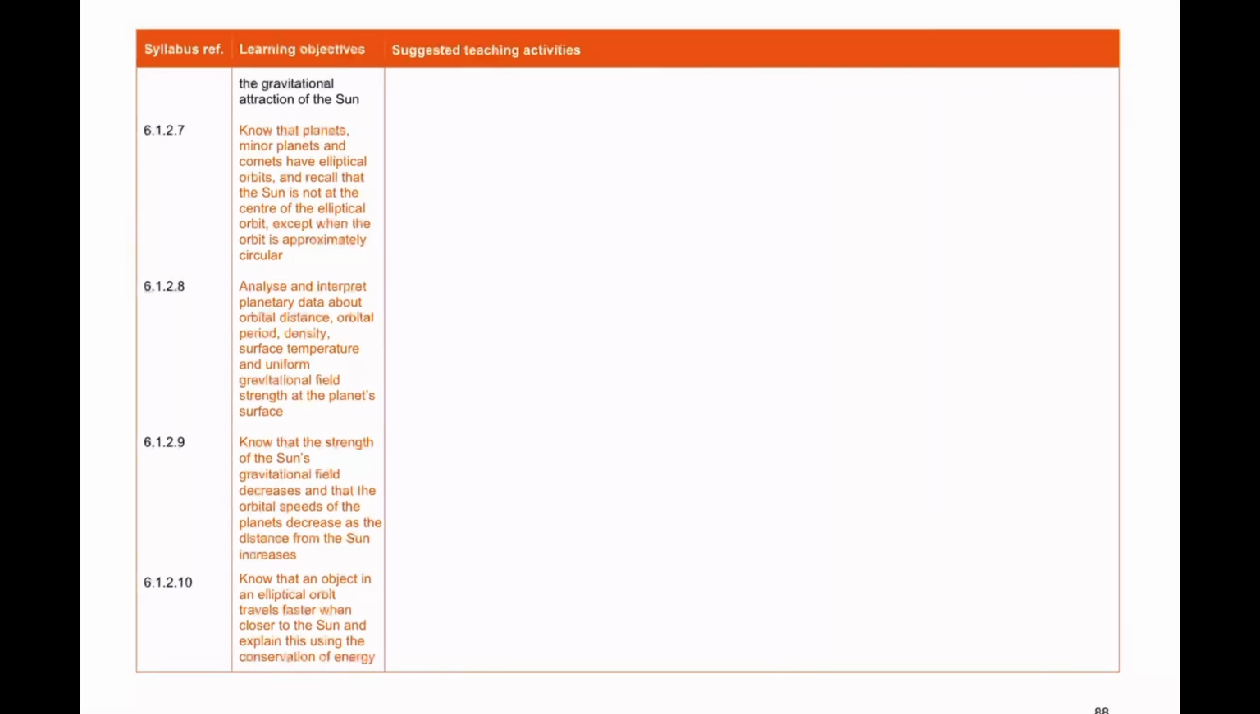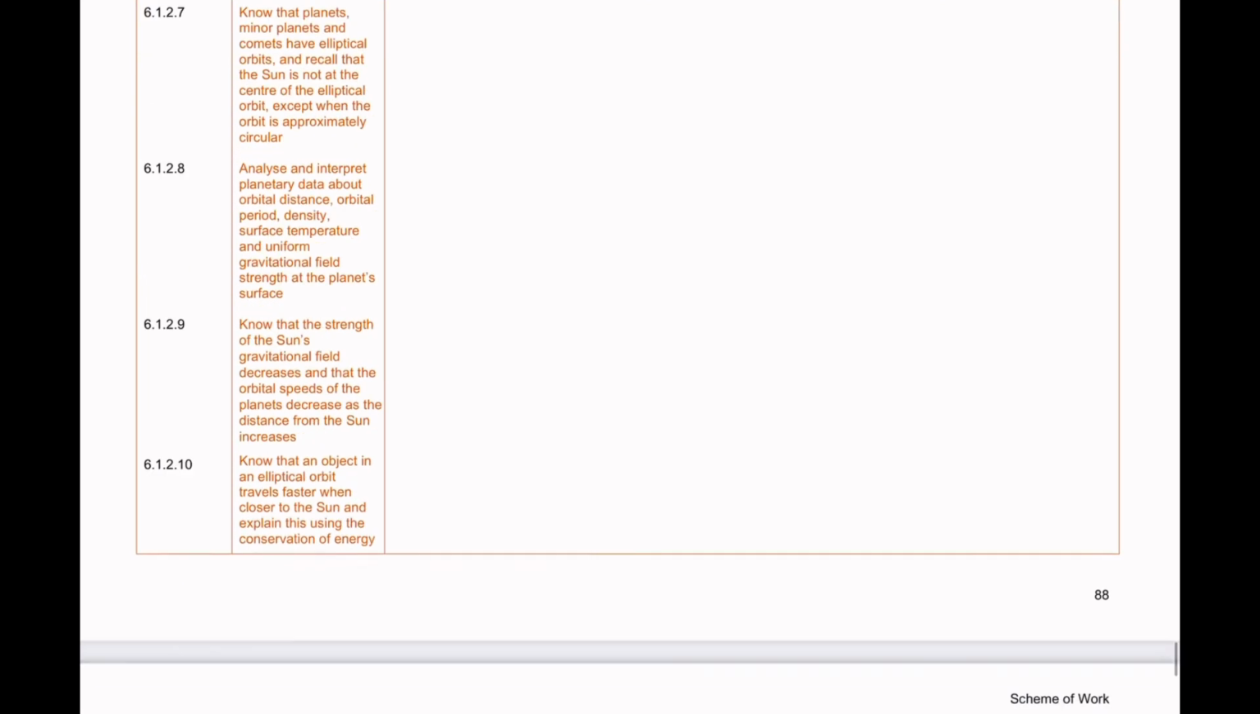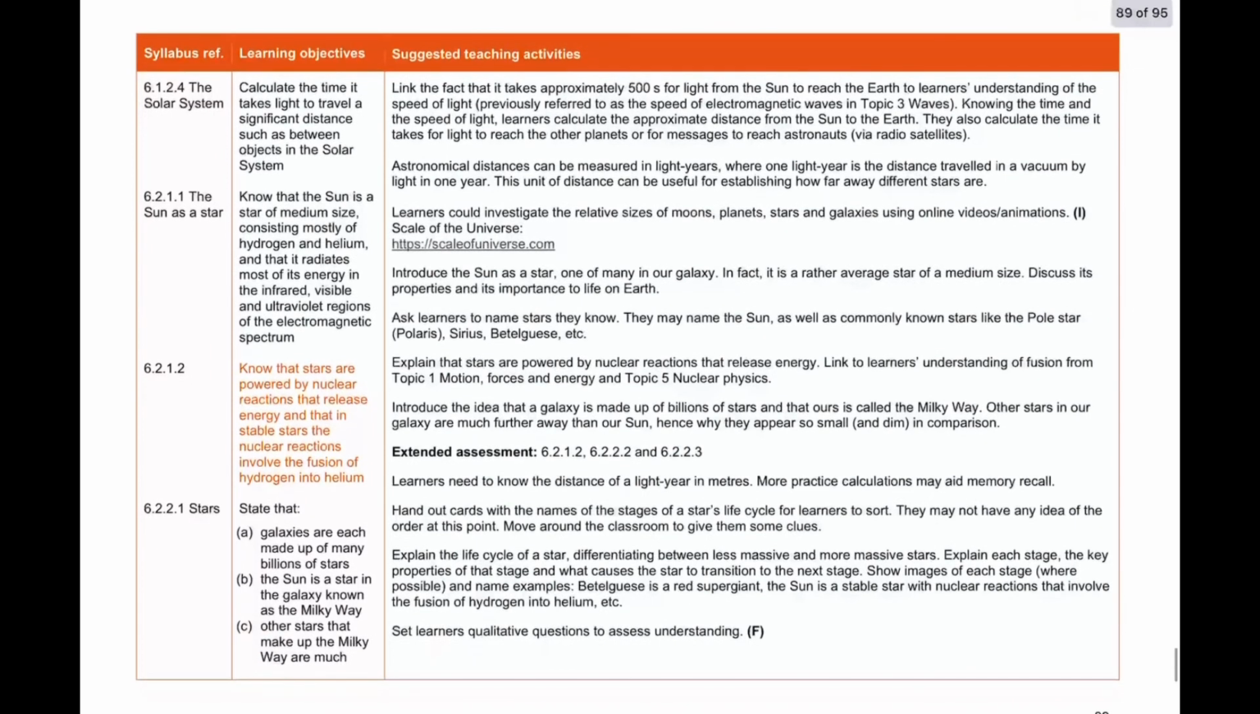Note that an object in an elliptical orbit travels faster when closer to the Sun, and explain this using conservation of energy. Key concept: the solar system. Learning objectives: Calculate the time it takes to travel a significant distance, such as between objects in the solar system. Key concept: the Sun as a star.